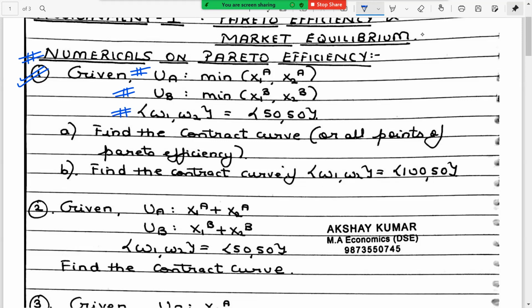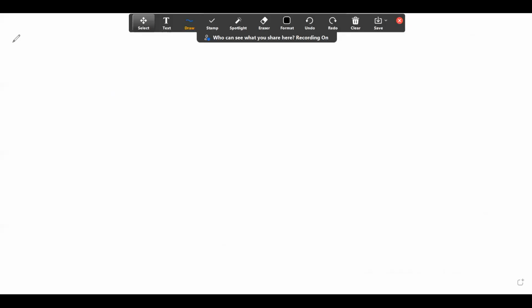And we are given that the endowments omega-1 and omega-2 are 50, 50. We need to find the contract curve, and we need to repeat the same exercise given the endowments are 100, 50. Okay, so let's come to the whiteboard. Let's quickly solve this question on the whiteboard. This is the first question.